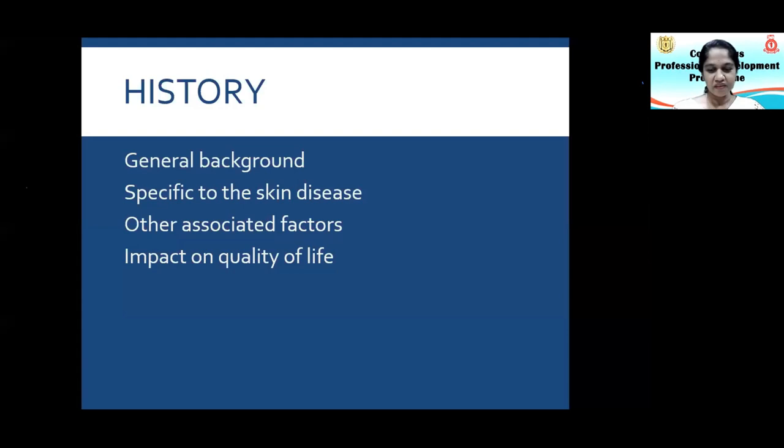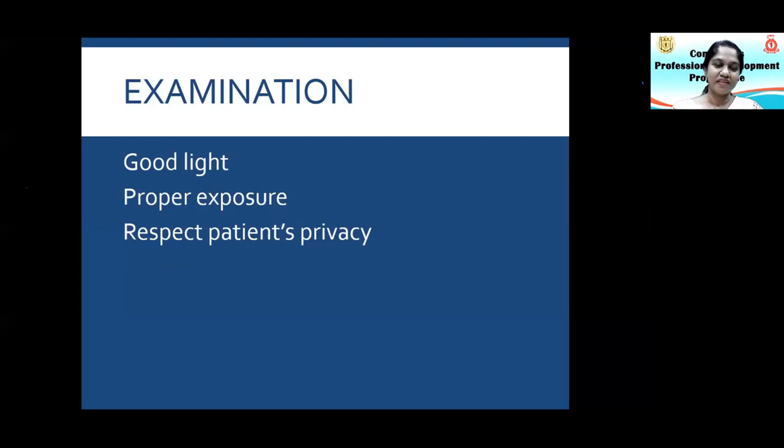Then the examination. Good light is very important for dermatological examination. That is what we say, usually direct sunlight. And then proper exposure of the patient is important, because sometimes what we see when the patient is partially exposed may be a completely different picture when the patient is fully exposed. Of course, we have to respect the patient's privacy when doing these examinations.